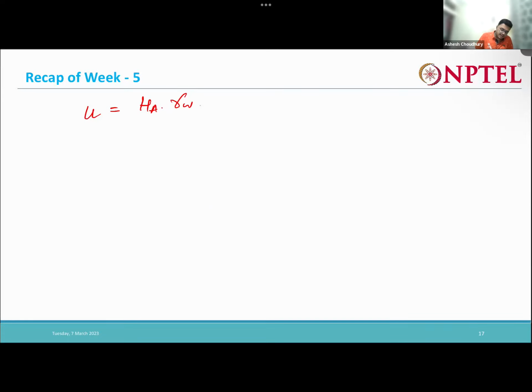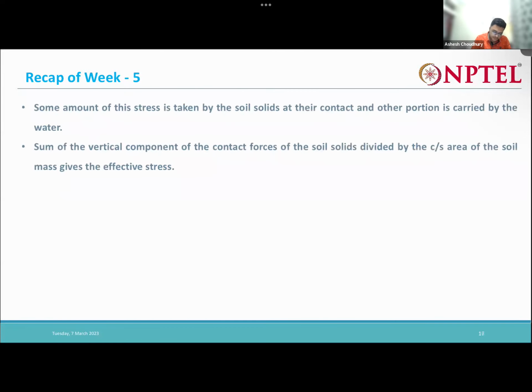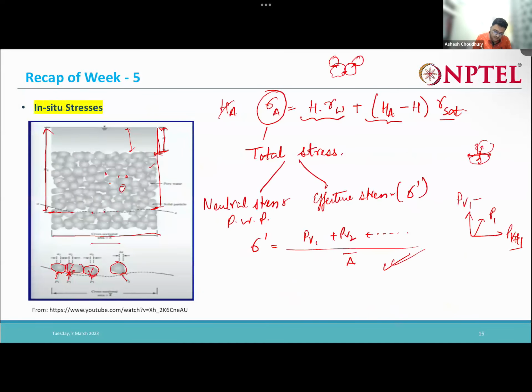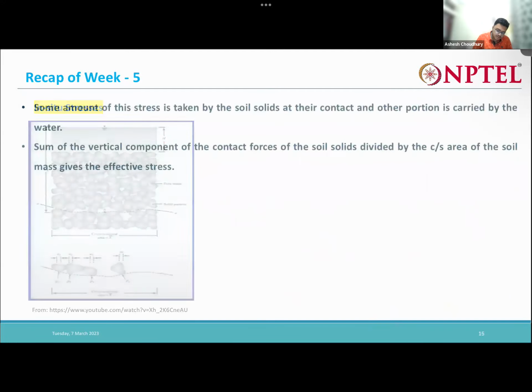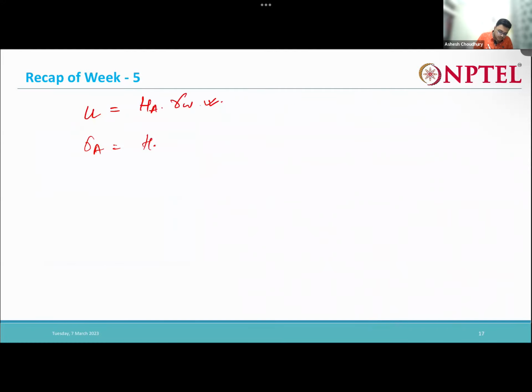Now let us write again. Okay, so this is my pore water pressure. Okay, and now what is my total stress? We already wrote beforehand. This is my total stress, HA into gamma W plus H minus HA into gamma saturated. Right. So what will be my effective stress? Will be nothing but total stress minus my pore water pressure.